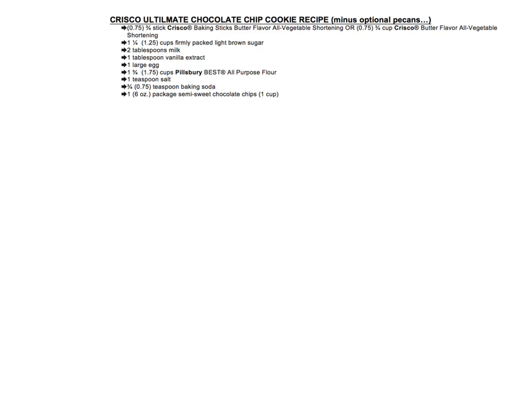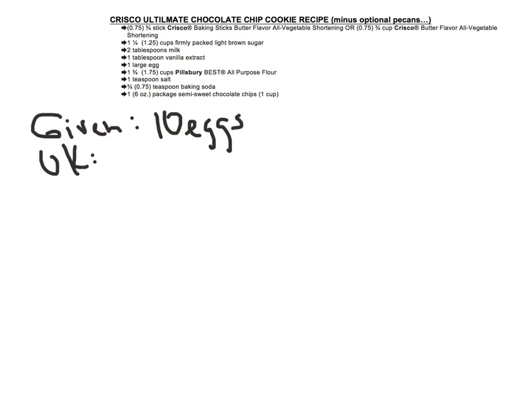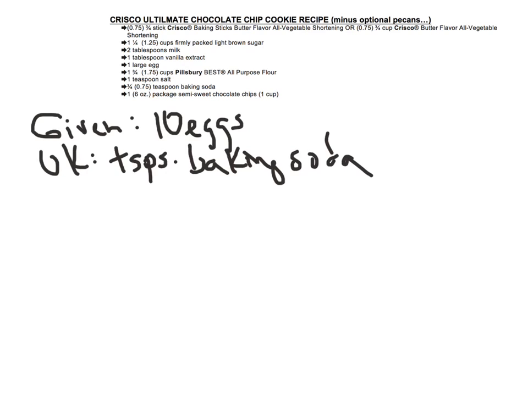For example, if I'm given 10 eggs, and I guess I should learn how to spell eggs a little better, I want to know how many teaspoons of baking soda I have to have. Well, I wouldn't want to guess on that because it costs a lot of money to make this, number one. And number two, I want this to taste like I want it to taste.